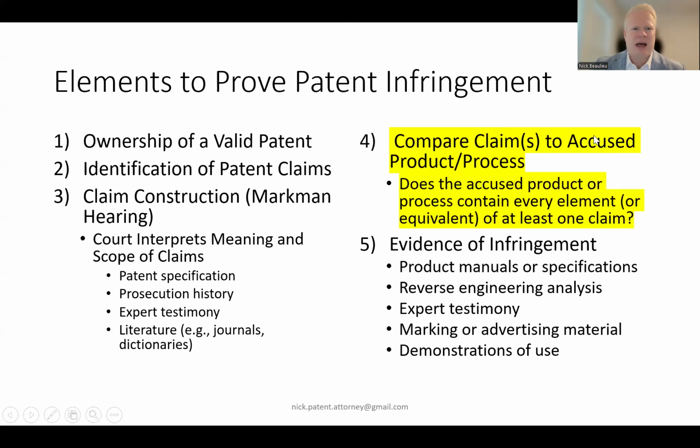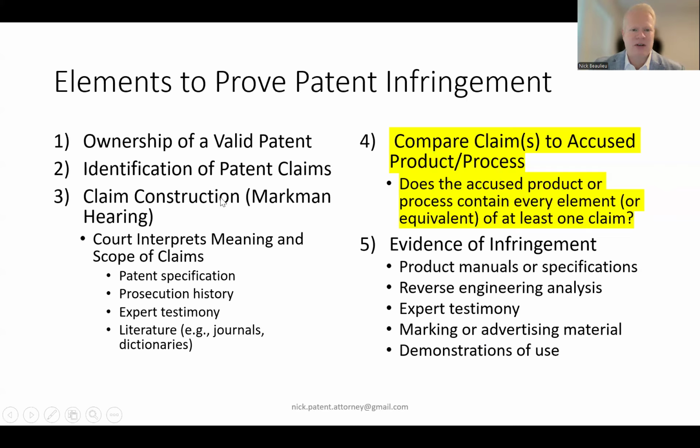So these are the elements to prove patent infringement. 1, ownership of a valid patent. 2, identification of patent claims. Most patents, the basic filing fee pays for 3 independent claims and 20 total claims, so a lot of applications will have 20 total claims. And then you need to identify which patent claims you're looking at.